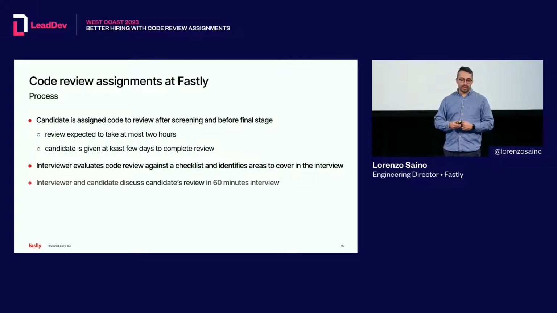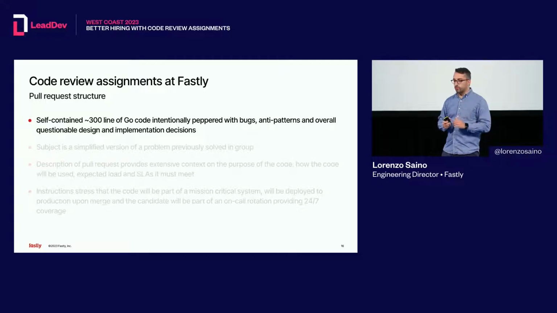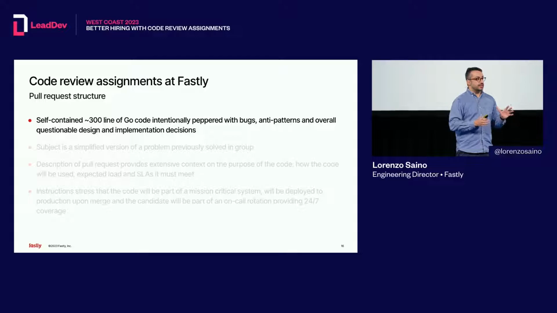And then this is concluded by a 60 minute interview where the interviewer and candidate discuss the work of the candidate together. Talking about the pull request specifically, in this role we were looking for people that already had previous experience in Go, and we created a self-contained pull request of around 300 lines of code in Go, which we intentionally peppered with bugs, anti-patterns, and generally bad design decisions and questionable implementation decisions. By being self-contained, candidates really only had to understand these 300 lines. They did not have to do any extra work trying to understand how other code works.